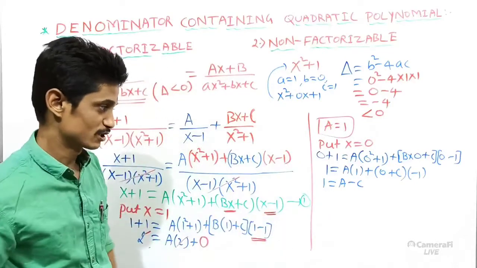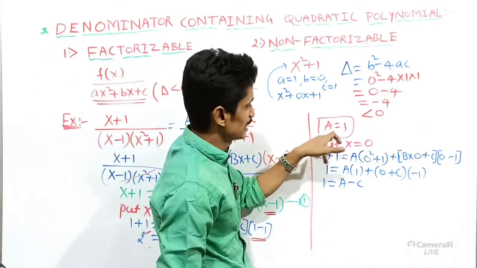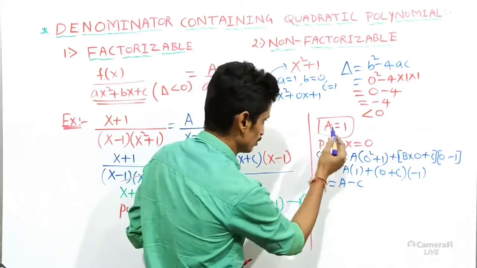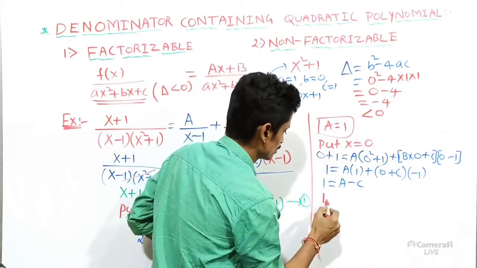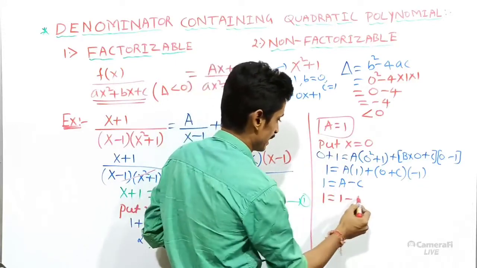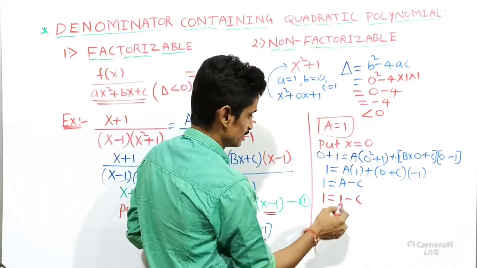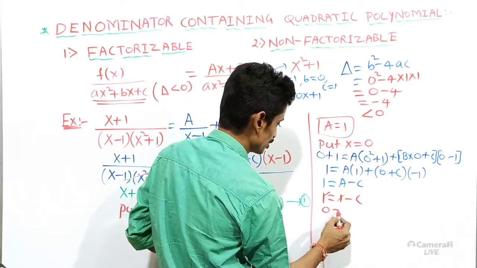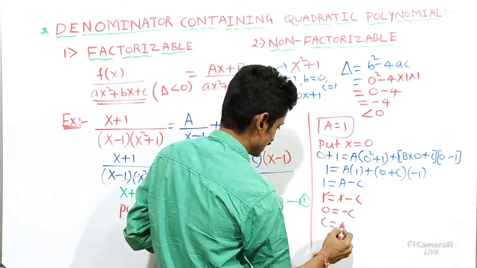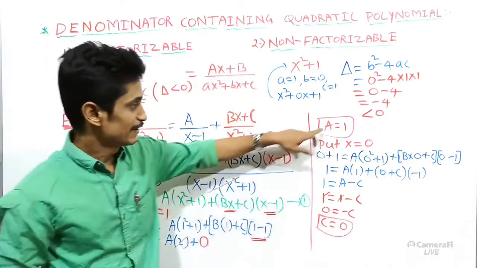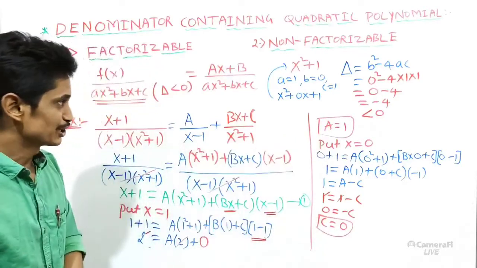Two variables I got. Because I have a value of a, I will replace it, then we will get c value. Now replacing the a value, it means 1 is equal to, what is your a value? That is 1 minus c. Look here, 1 and 1 will cancel, nothing means 0 equal to minus c. Finally I got my answer, c is 0. A value is 1, c value is 0.